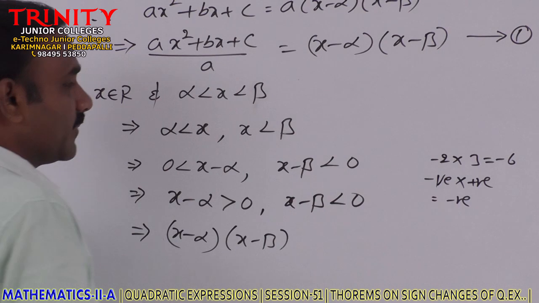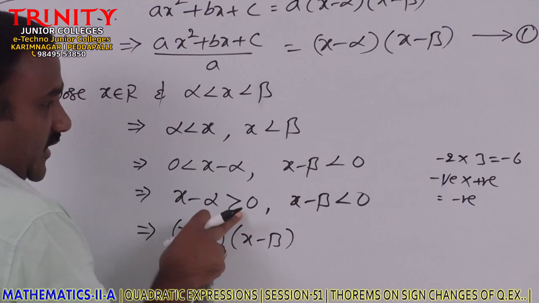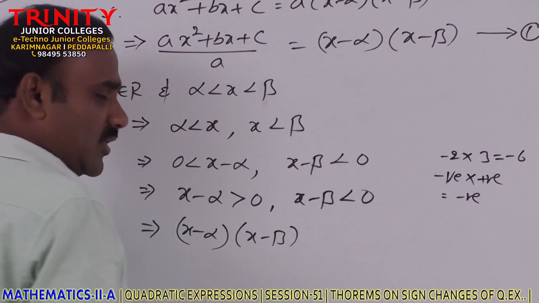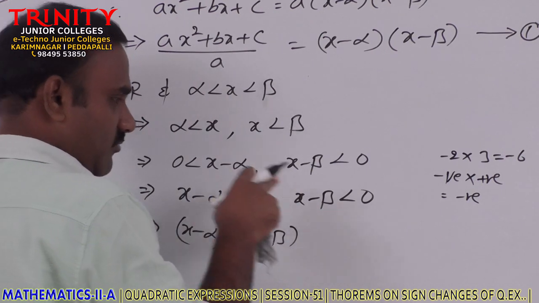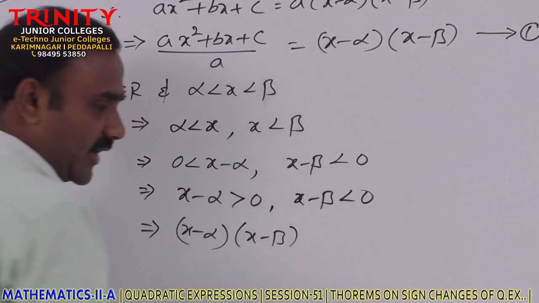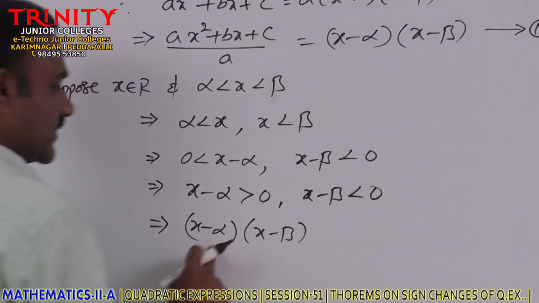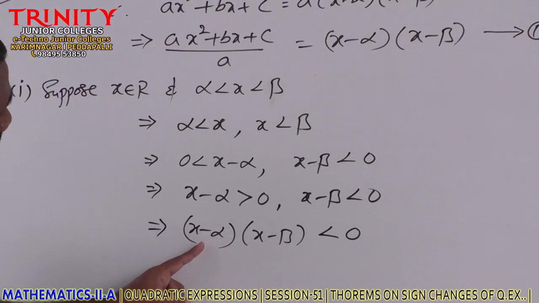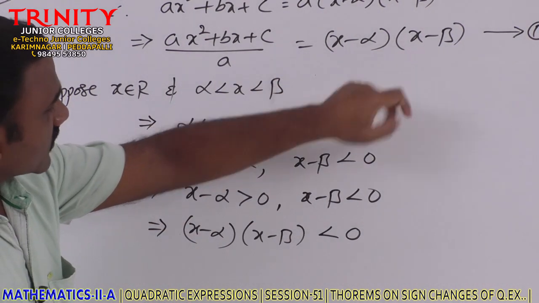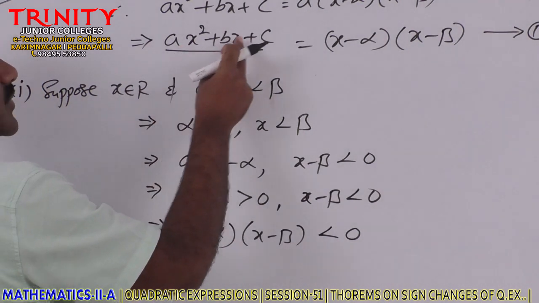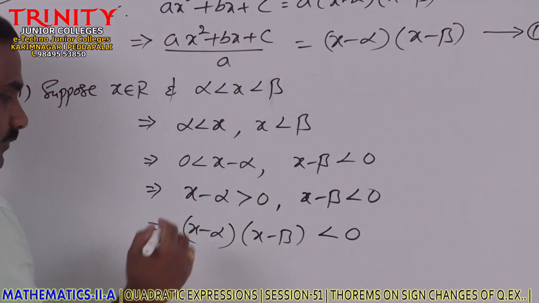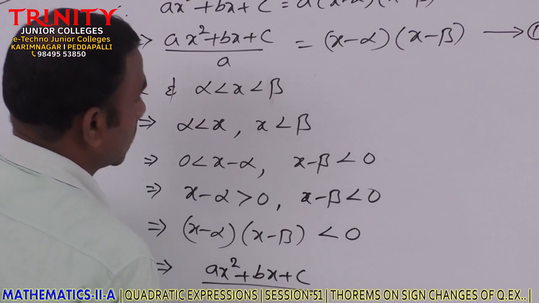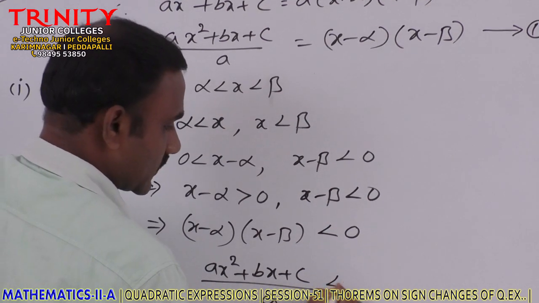Therefore, here x minus alpha is greater than 0, meaning positive, and x minus beta less than 0 is negative. Negative into positive or positive into negative is finally negative. Therefore, x minus alpha into x minus beta is less than 0. In equation number 1, we have x minus alpha into x minus beta as ax square plus bx plus c by a. So ax square plus bx plus c by a is less than 0.